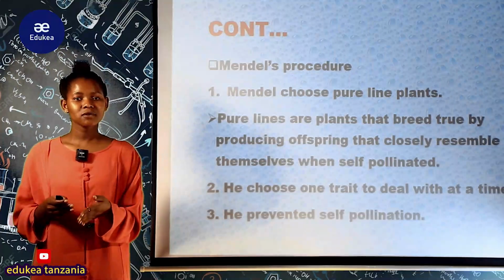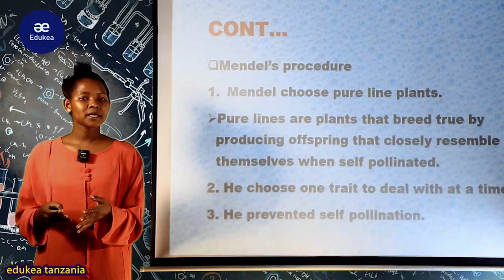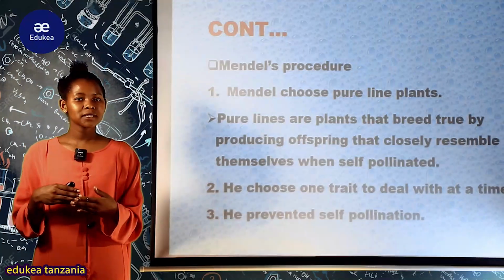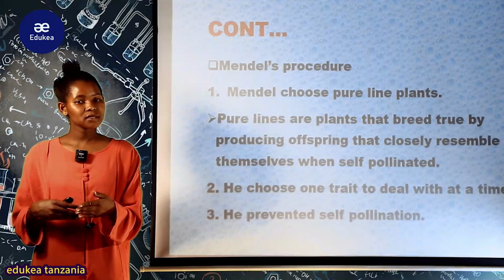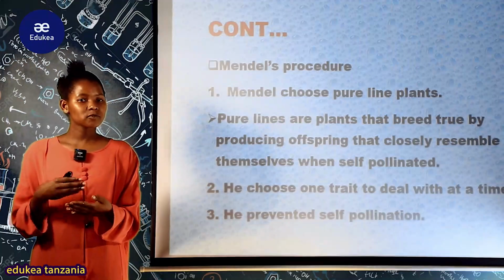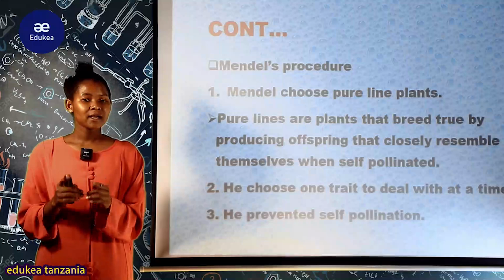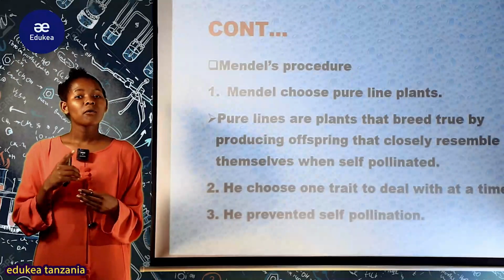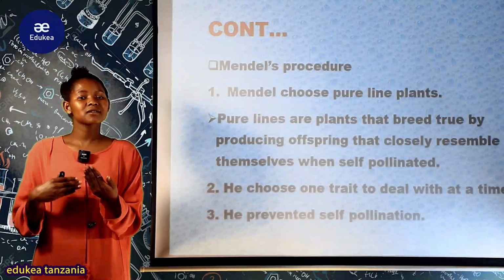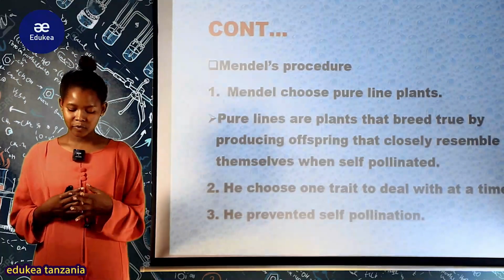Instead akaruhusu cross-pollination ili kuangalia the variation of traits between parents, kwa sababu kama itafanyika self-pollination hatutaweza kupata kujua kwamba traits zinakuwa passed, zinakuwa transmitted ama transformed kivipi kutoka kwa parents kwenda kwenye offspring, kwa sababu kitakachozaliwa ndo kile kile. Aliprevent self-pollination kwa lengo la kujua ni kivipi traits zinaweza zikawa blended na zikawa transformed kutoka kwa parents kwenda kwenye offsprings.